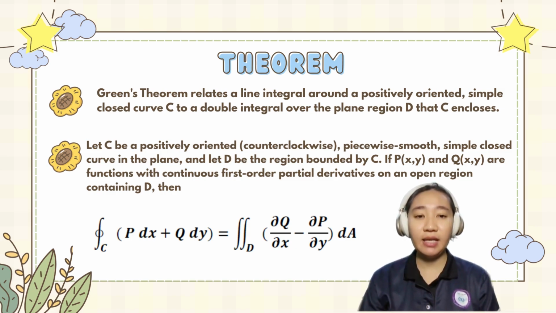Formally, the theorem states: let C be a positively oriented, counterclockwise, piecewise smooth, simple closed curve in the plane, and let D be the region bounded by C. If P(x, y) and Q(x, y) are functions with continuous first-order partial derivatives on an open region containing D, then the closed line integral of P dx plus Q dy around C is equal to the double integral over D of the partial derivative of Q with respect to x minus the partial derivative of P with respect to y, dA. This formula is the foundation for everything we will be calculating in the next few slides.